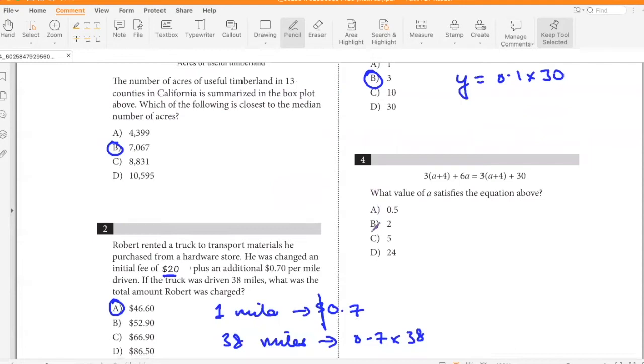What value of A satisfies the equation above? So we have 3 times A plus 4 plus 6A is 3 times A plus 4 plus 30. So this and this cancel. So A is 5.